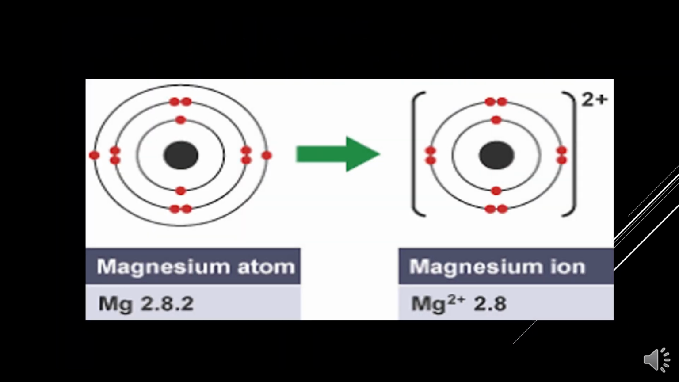Students, group 2 elements love to lose 2 electrons as they have only 2 electrons in their outermost shell. So, as you could see that magnesium atom is losing 2 electrons in its last shell to convert into dipositive magnesium ion.